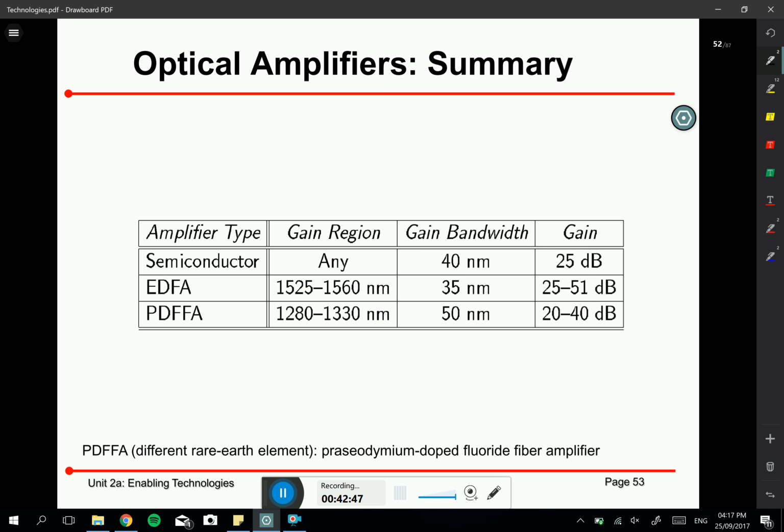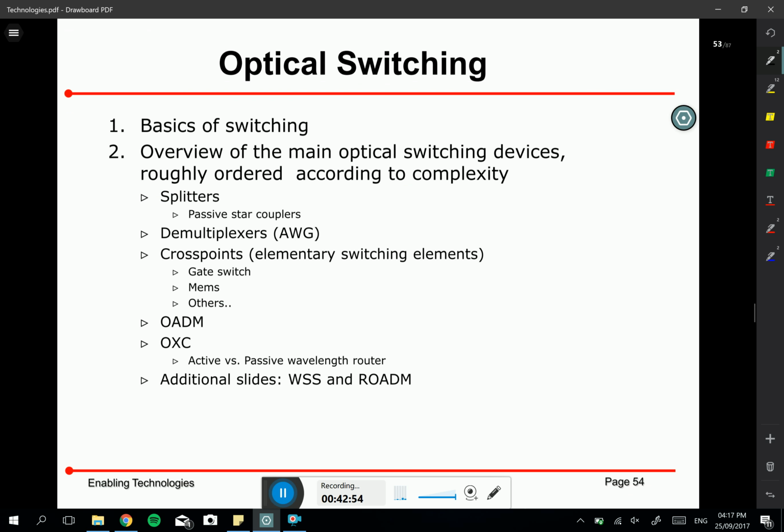Okay. This somehow ends the devices, the single elements. But we said the network is not really just transmitting bits between a source and a destination. It's more than that. It's deciding where the information goes. That's where networking comes in.